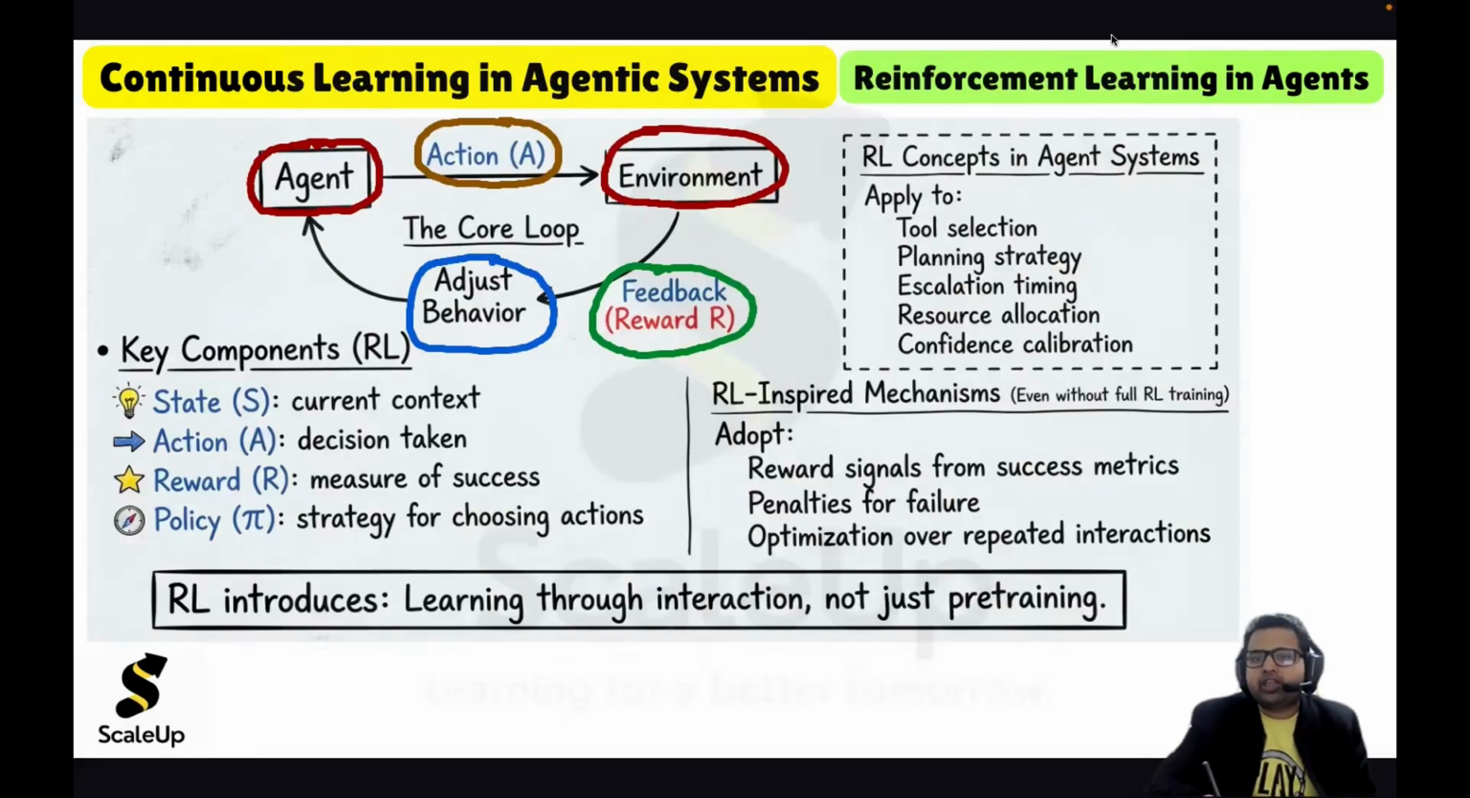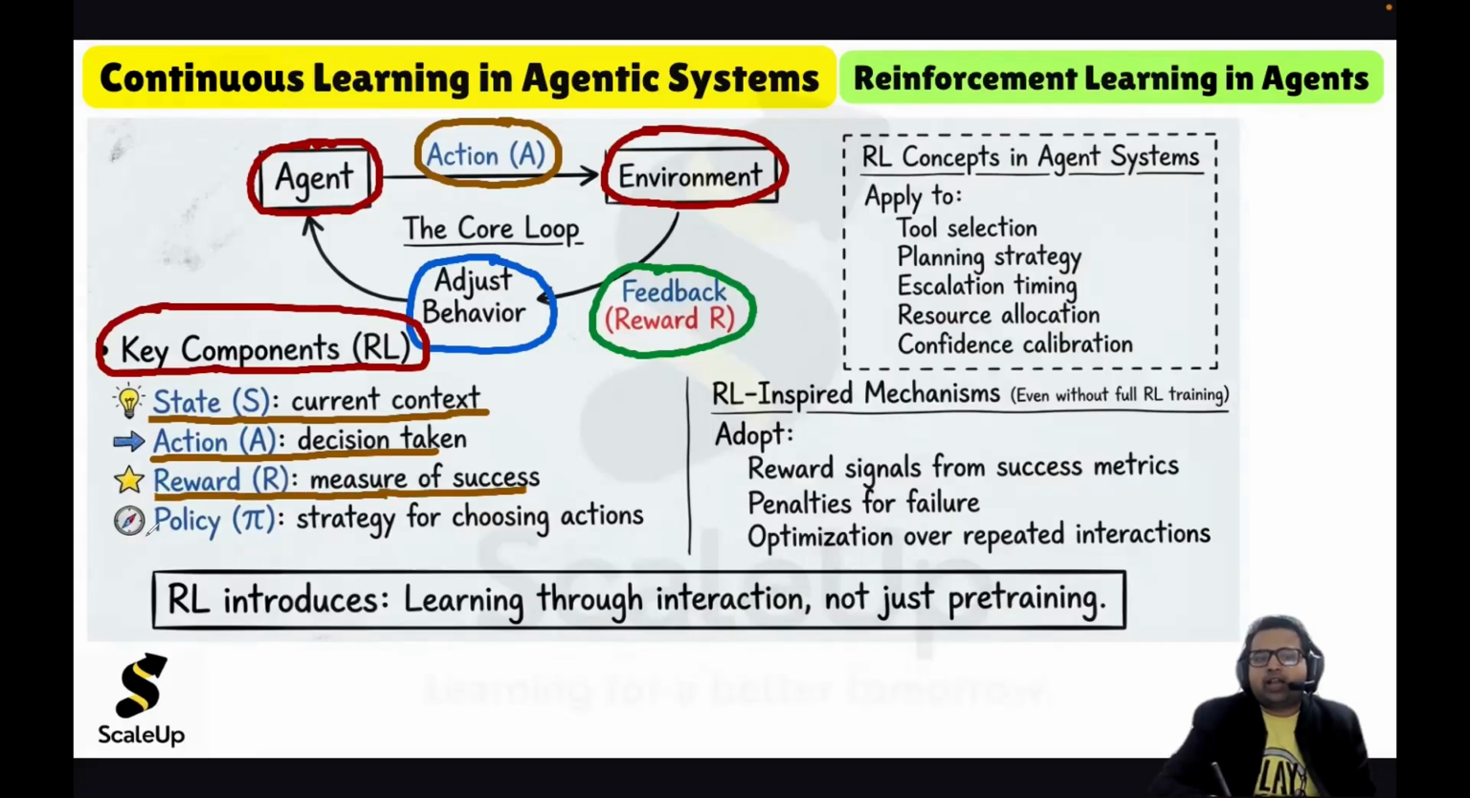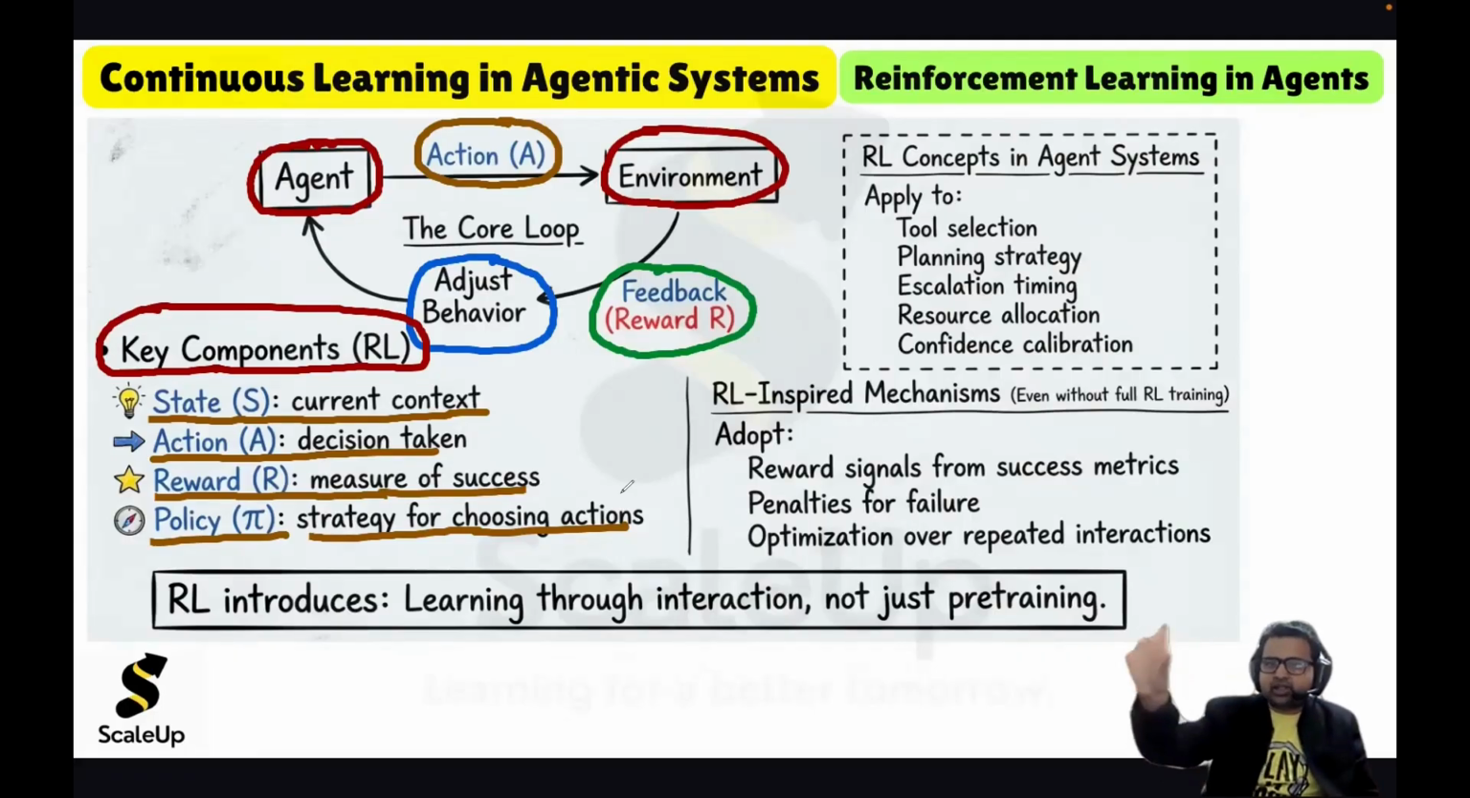If we talk about the key components of reinforcement learning, we have state S, which is the current context; action A, which is a decision taken; reward R, which is a measure of success; and policy π, which is the strategy for choosing actions. So in any reinforcement learning, we will have a state, which is the current state of the system, the current context, the action taken, and because of the action, the environment will get affected, and the agent will receive feedback. That is the reward.